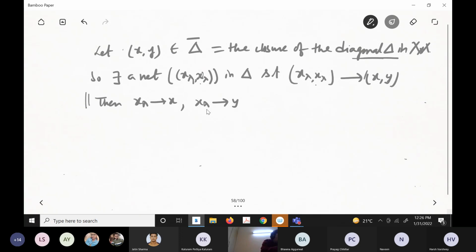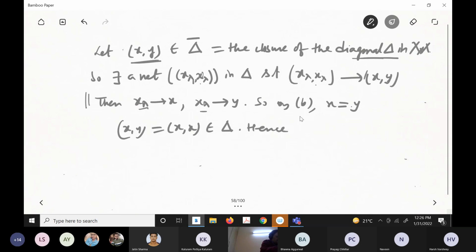But that means, look, the assumption in B, the hypothesis in B, is every convergent net has a unique limit. So the net is the same. So by B, x equals y. That means xy equals xx, which belongs to the diagonal. So this is closed. Hence the diagonal is closed.